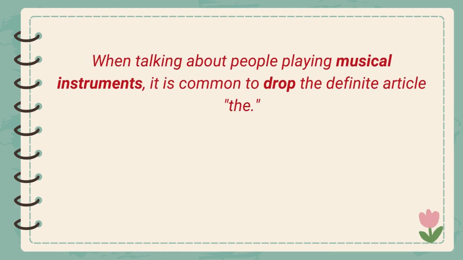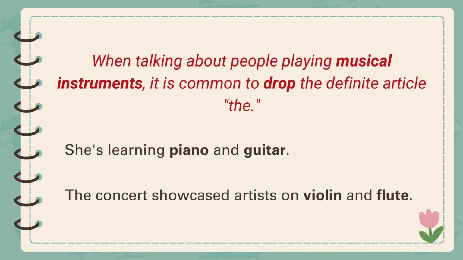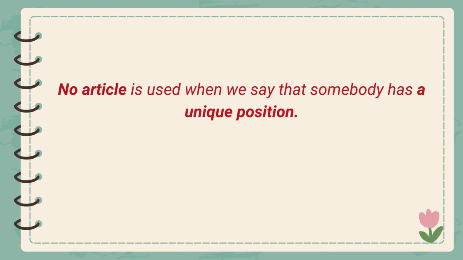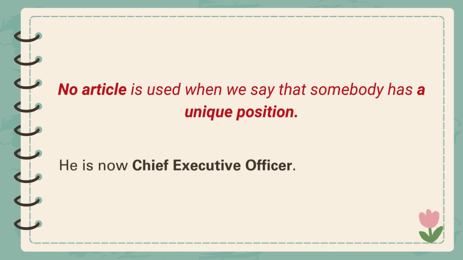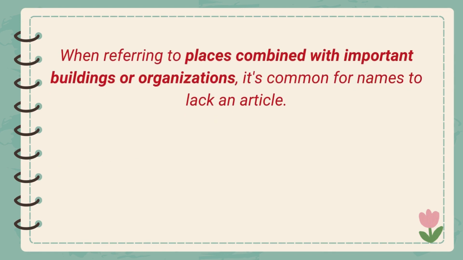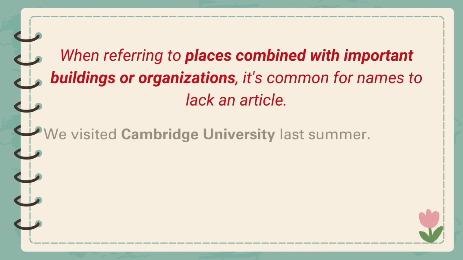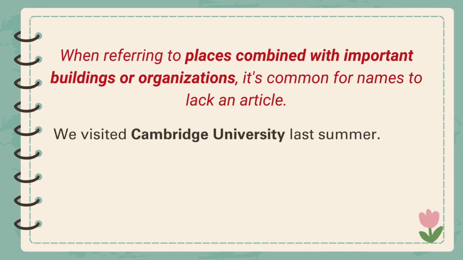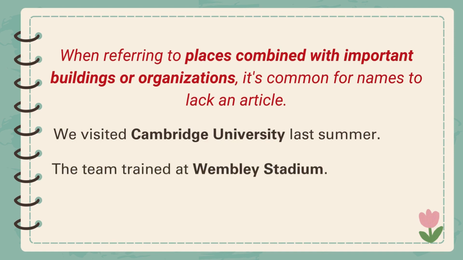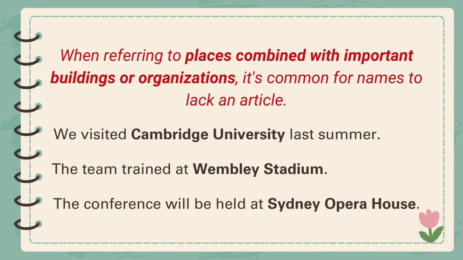When talking about people playing musical instruments, it is common to drop the definite article the. For example, she's learning piano and guitar. The concert showcased artists on violin and flute. No article is used when we say that somebody has a unique position. For example, he is now Chief Executive Officer. When referring to places combined with important buildings or organizations, it's common for names to lack an article. For example, we visited Cambridge University last summer. The team trained at Wembley Stadium. The conference will be held at Sydney Opera House.